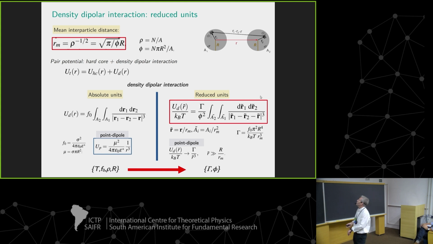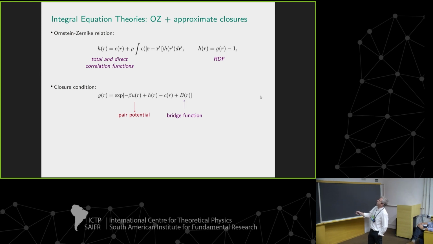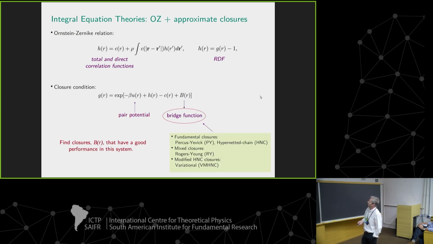You end up with just 2 parameters, and using this, you put this in the Ornstein-Zernike equation, which is an integral equation for the direct and total correlation functions, which are related with the radial distribution function. And you need a closure condition to solve this. In the closure condition, you have the potential, which you know, and these are the unknowns, and you also have an unknown function, which is the bridge function. This is where the approximation enters. You have to propose different bridge functions, and you end up with different closures and different schemes.